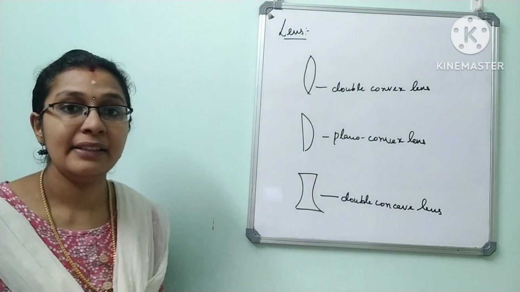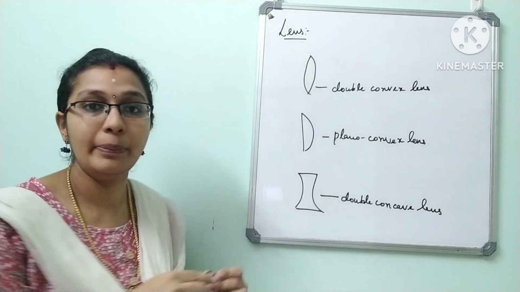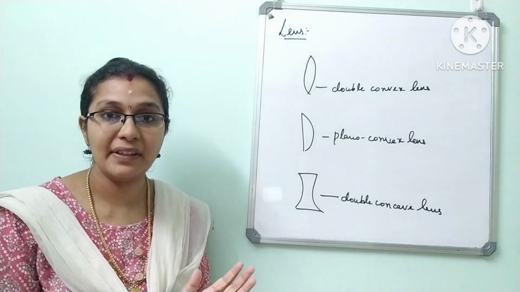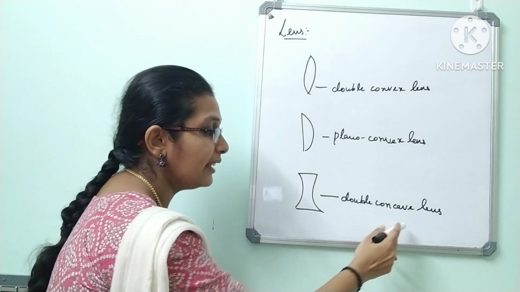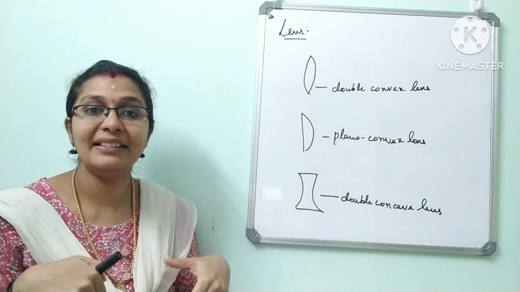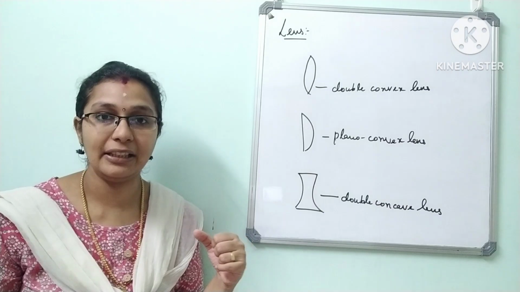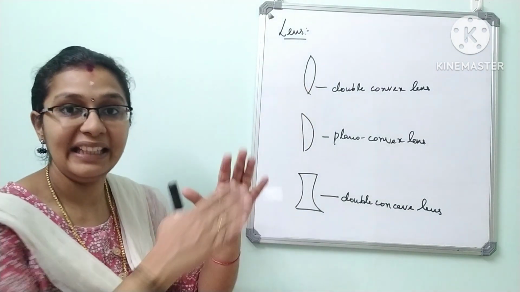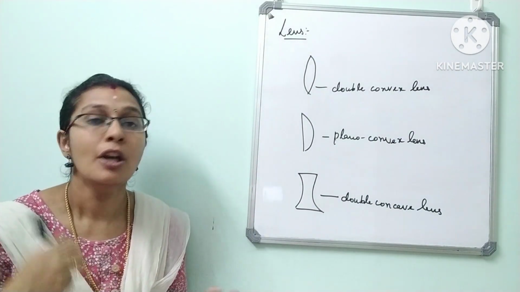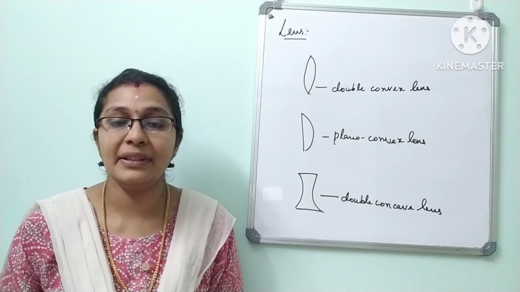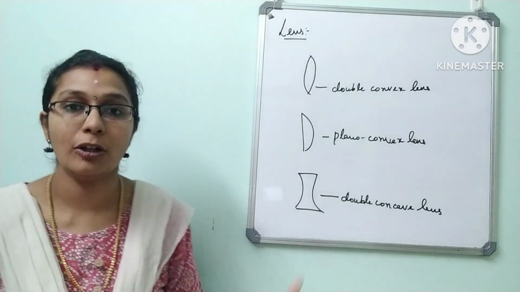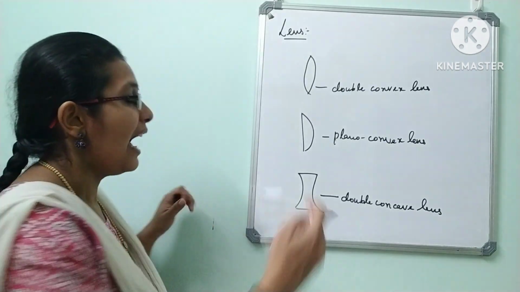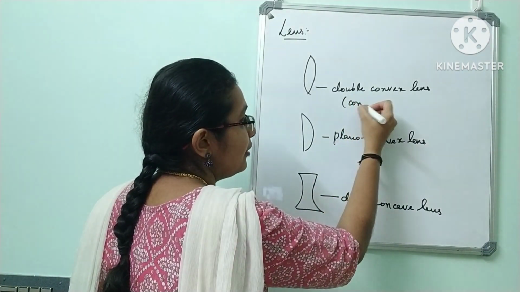In a convex lens, how will your center part be? Your center part would be thick and your outer surfaces will be thin, bulging outwards. Whereas in a concave lens, the center part will be thin and the edges will be thick, bulging inwards. You understand? So a double convex lens can be simply called a convex lens, and a double concave lens can be simply called a concave lens. We also call this a converging lens.